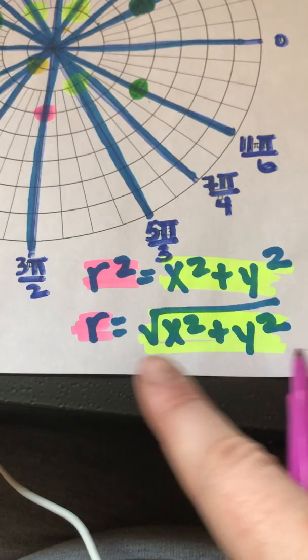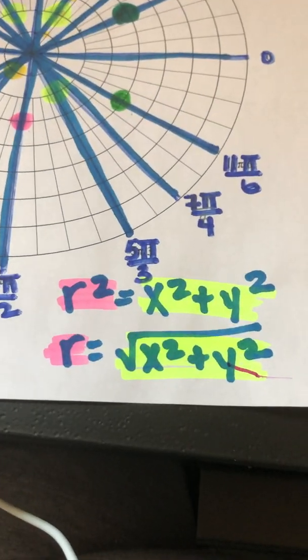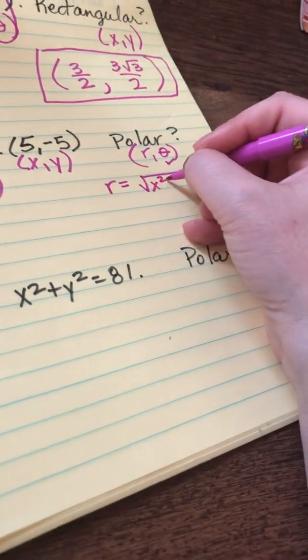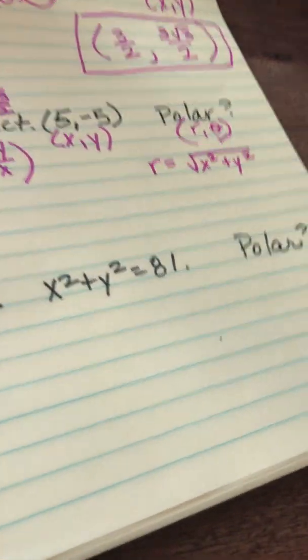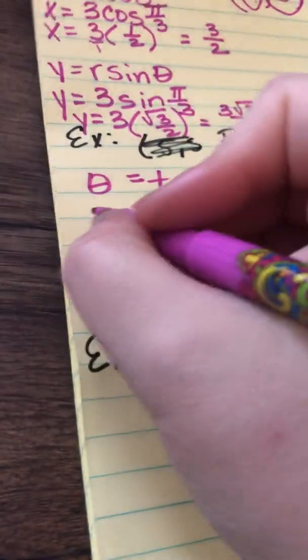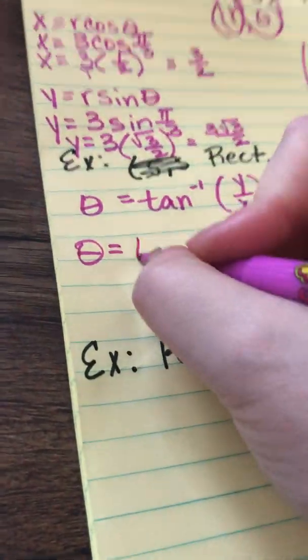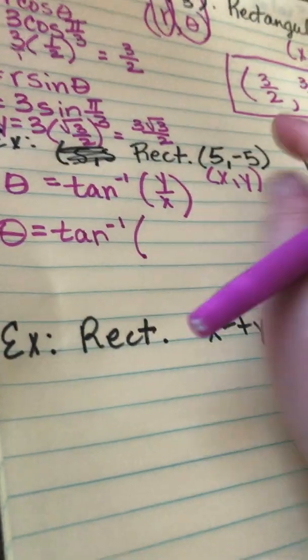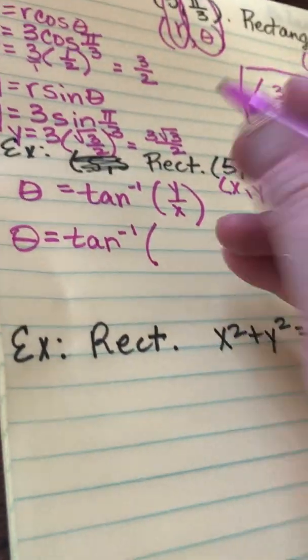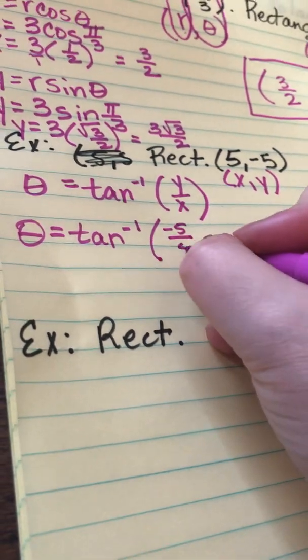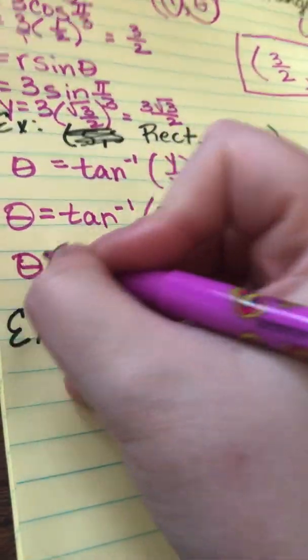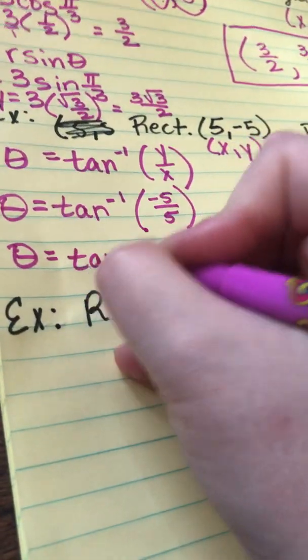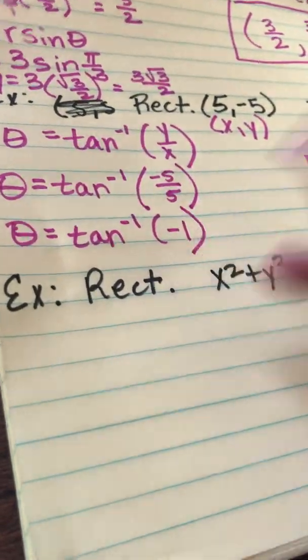Let's see if there's an r equals. Hot darn, r equals. So let me write that down. R equals square root x squared plus y squared. Okay, now let's plug in our goodies. Here we're going to have theta equals tan inverse y divided by x. Well, my y is -5, my x is 5. That means theta equals tan inverse of -1.